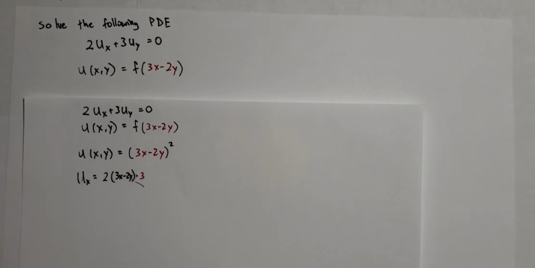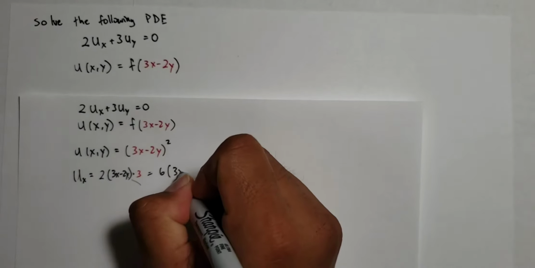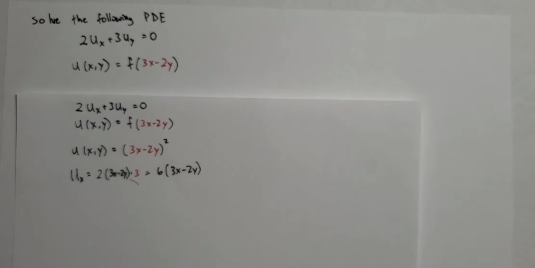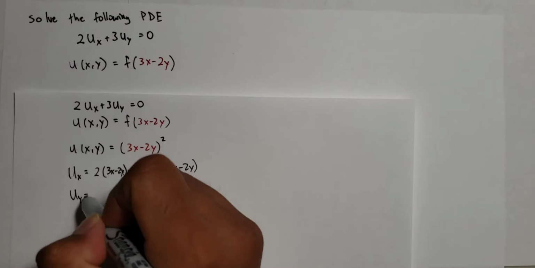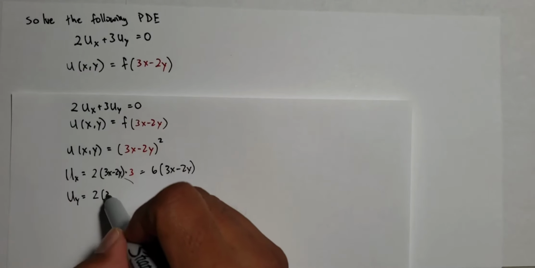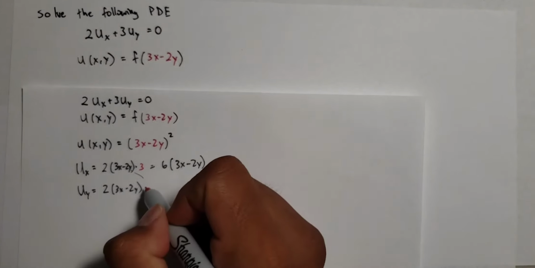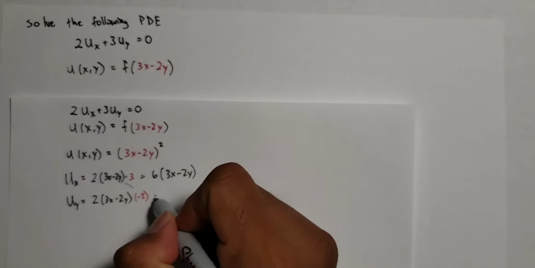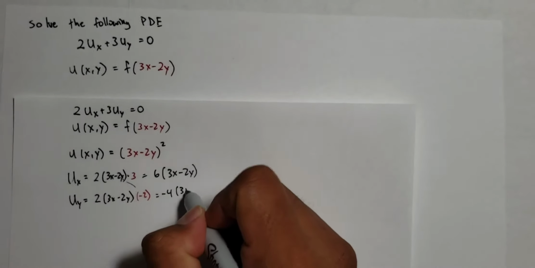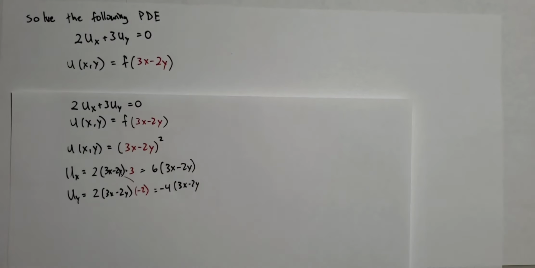And then you can simplify this a bit more. So that's going to be 6 times (3x minus 2y). Now take the partial derivative with respect to y. So u sub y equals, again using the chain rule, 2 times (3x minus 2y) times the derivative of the y variable. The 3x goes away because it's just a constant. So it's negative 2. That simplifies to the following: negative 4 times (3x minus 2y). We'll take those two values and plug them back into our equation and see if we get a true statement.